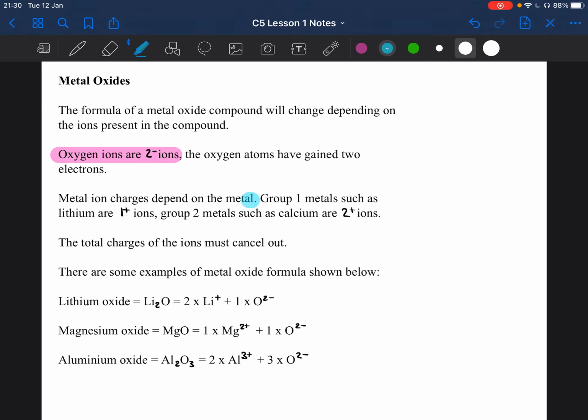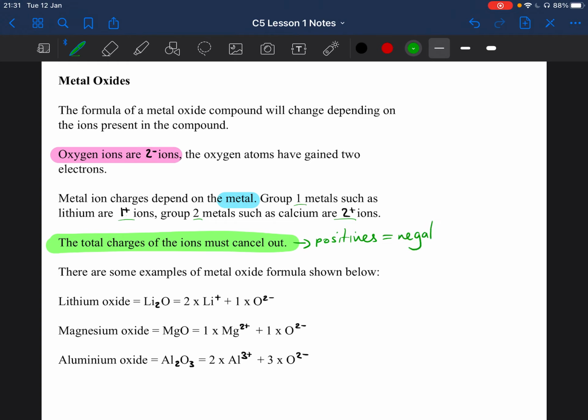Metal ion charges depend on the metal. So what that means is if we have a group 1, we'll have a +1. If we have a group 2, we'll have a +2. If we have a group 3, we'll have a +3, and so on and so on. And of course, we can also use our Roman numerals to do this. But the thing to remember through all of this is this bit right here. The total charges of the ions must cancel out. So what we mean by that is positives have to equal negatives in the compound.